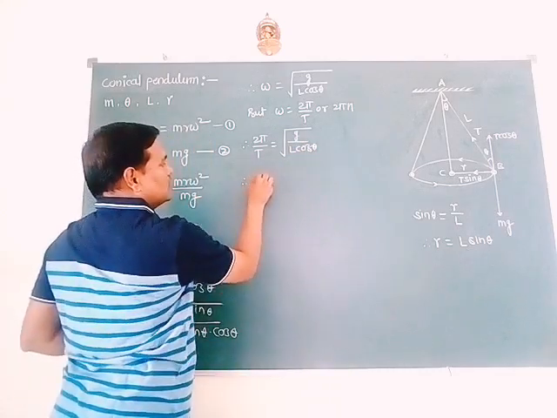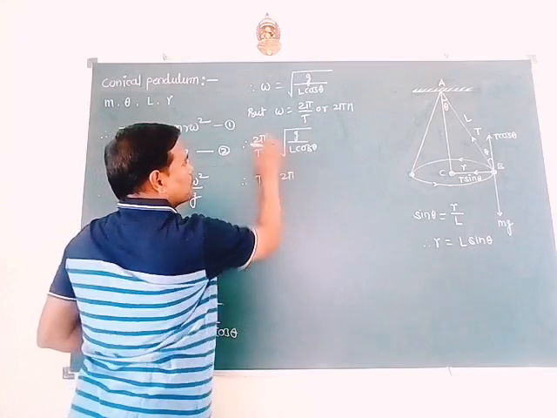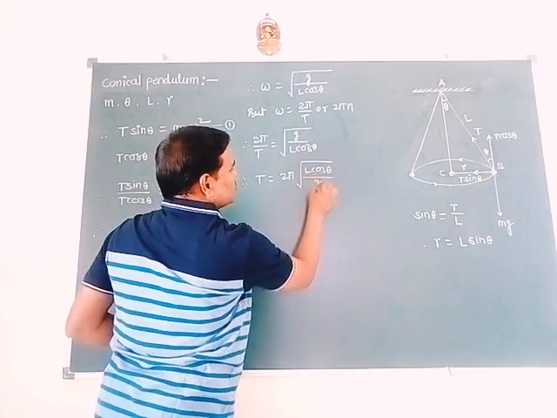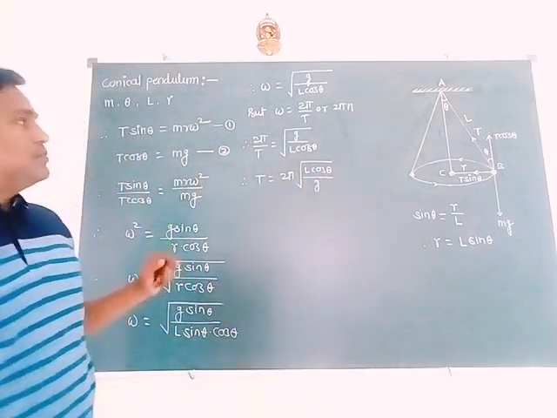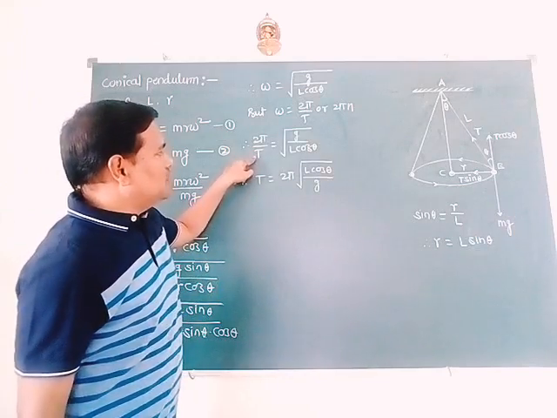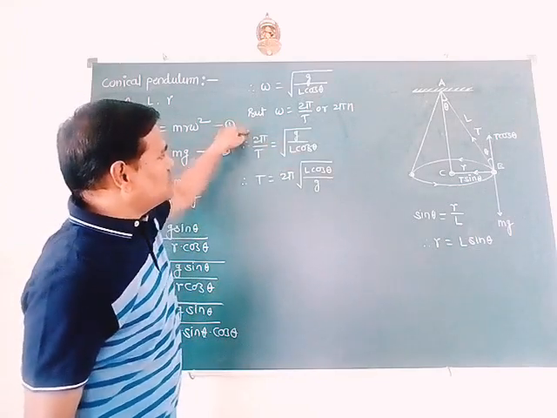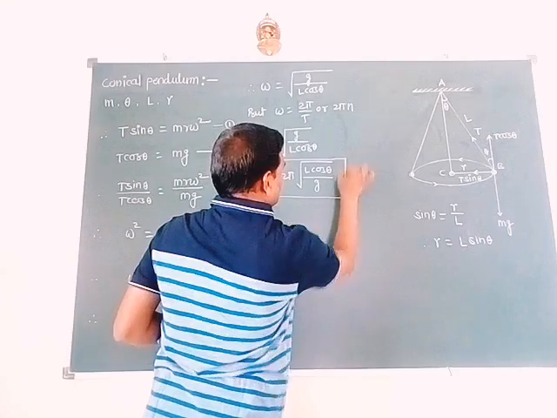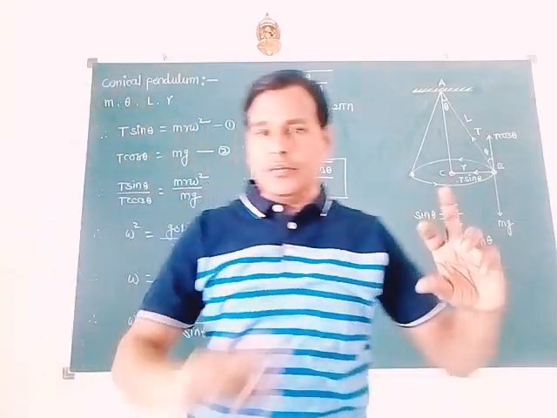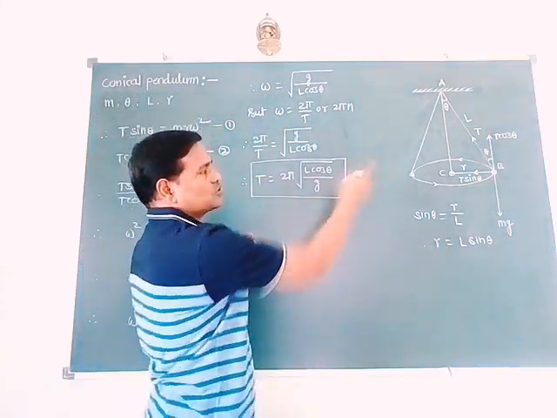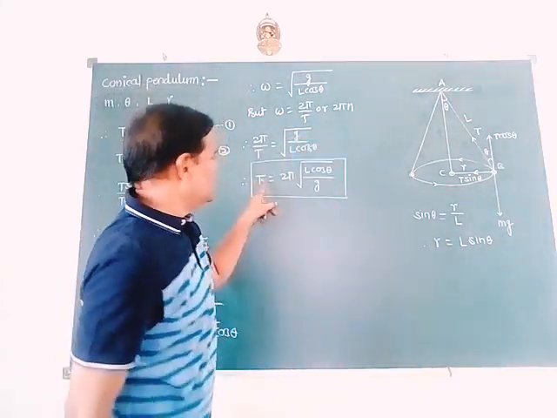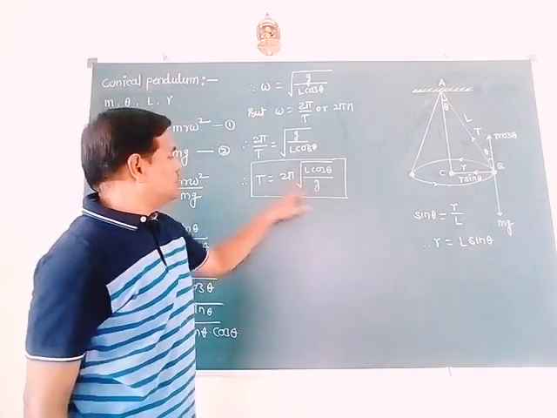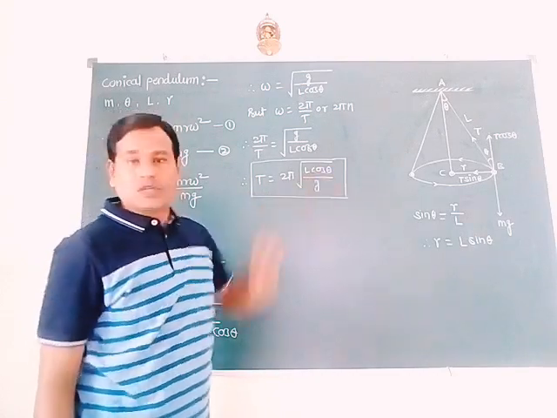So finally we can write capital T equal to 2 pi into square root of L cos theta divided by g. This is the formula for time period, the expression for the time period of the conical pendulum. We know the definition of time period: time taken by the particle to complete one revolution. So the conical pendulum completes one revolution in this much time. L and g are constant, so capital T also depends upon cos theta.